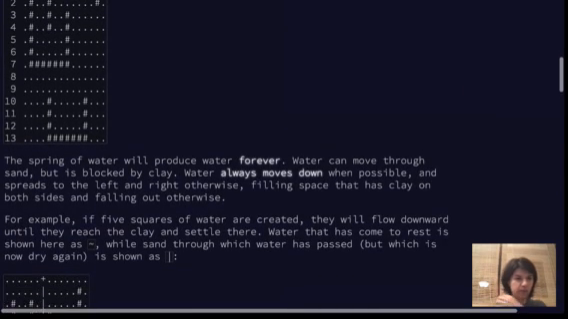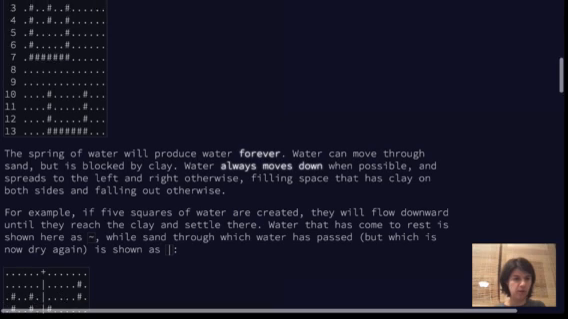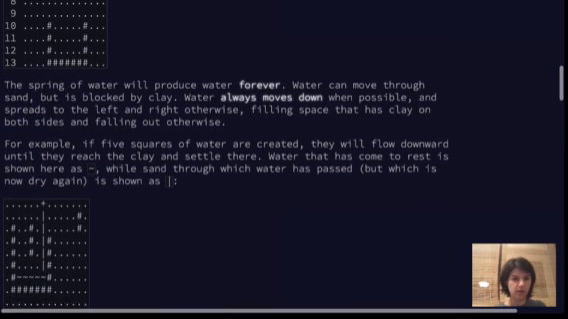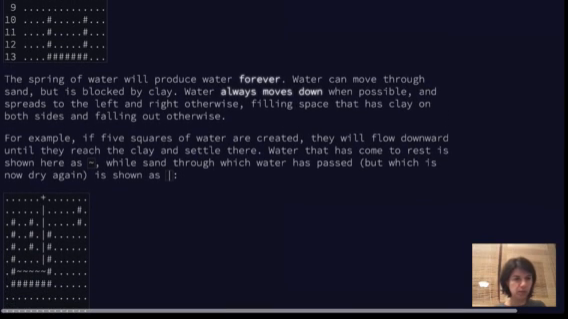Okay. A spring of water will produce water forever. Water can move through sand, but is blocked by clay. Water always moves down when possible and spreads to the left and right otherwise, filling space that has clay on both sides and falling out otherwise. For example, if 5 squares of water are created, they will flow downward until they reach the clay and settle there.